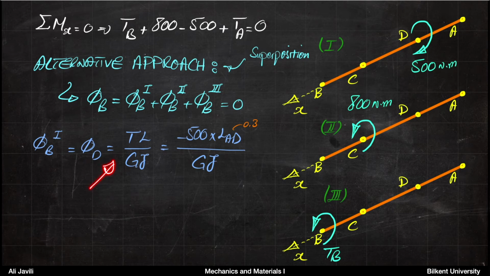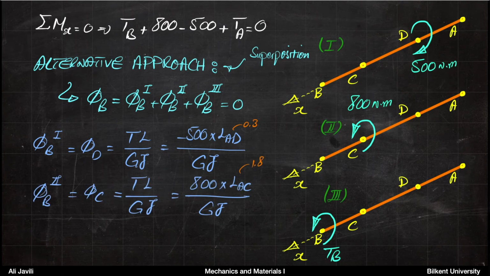And then again, using the formula TL over GJ, you can calculate that. But now the T that you have here is the internal T between D and A. And if you calculate that internal T again, remembering the way we did that, it would be minus 500. The length of AD is 0.3. And then again, we divide by GJ, but GJ is constant. Again, J is constant because the formula pi over 2 c to the power of 4 is constant overall, and then it's all made from the same material. So that's for part 1.